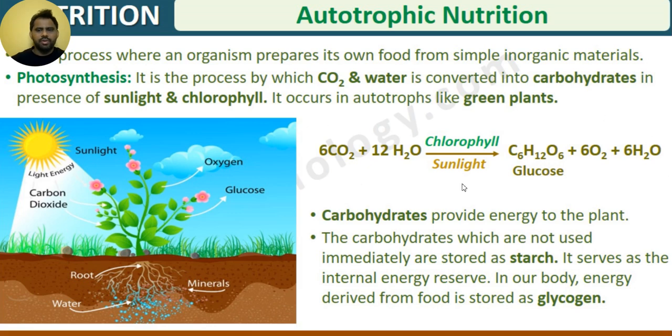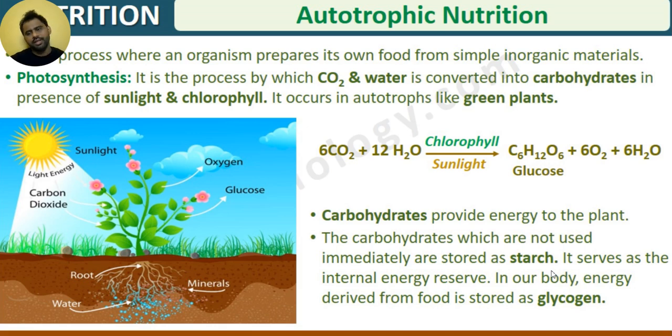This entire formula of the photosynthesis of the plant is important and it needs to be memorized by the students. Carbohydrates provide energy to the plant. Carbohydrates which are not used immediately are stored as starch. It serves as the internal energy reserve. Energy derived from food is stored as glycogen.